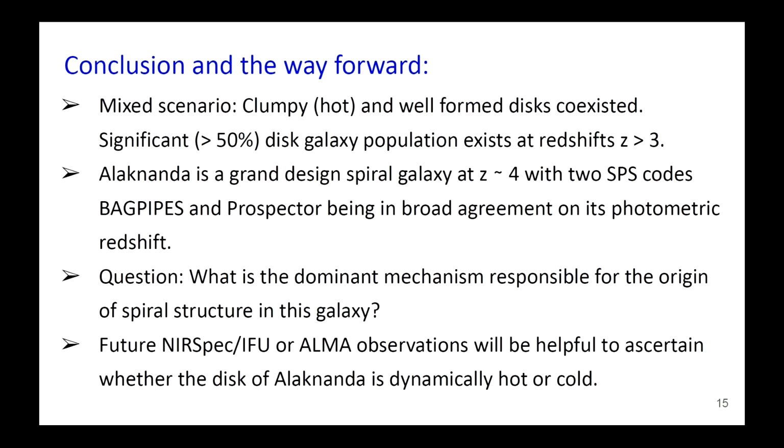So this is the conclusion. Contrary to the belief that was there because of HST, it is now clear that the disk population is there at high redshifts, and it is quite significant also. And we discovered a grand design spiral galaxy at redshift 4, with two SPS codes, Bagpipes and Prospector, being in excellent agreement for its photometric redshift. And now the question that we have is what is the mechanism which is responsible for the origin of spiral structure in this galaxy?